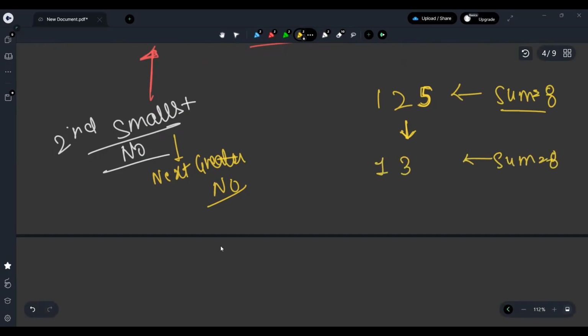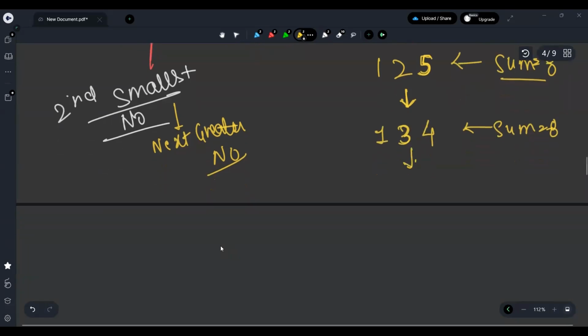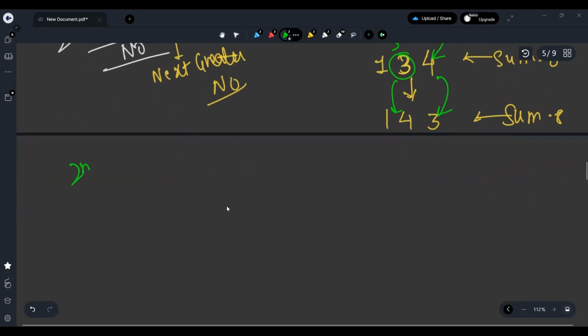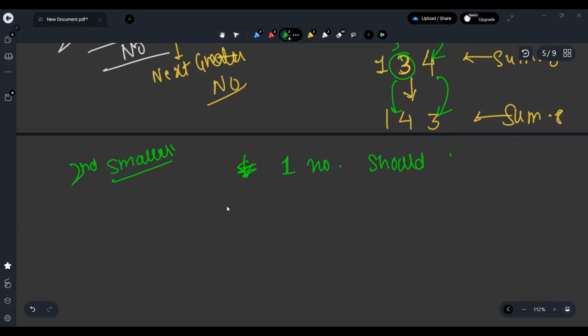So if I observe, 1, 3, 4. Now again find sum equal to 8: 1, 4, 3. But we can observe that this number is incrementing and this number is decrementing. That means for finding the second smallest number, one number should be incremented and one number should be decremented.